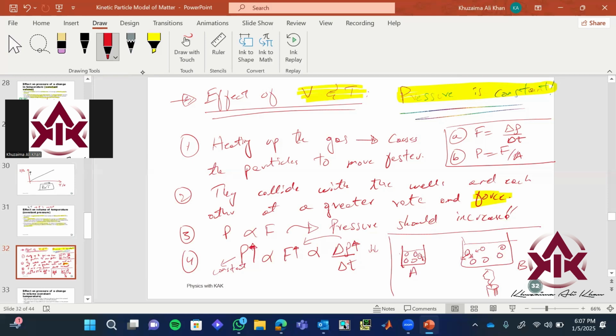So if I increase the volume of the container, let's say now this is gas B. I have the same number of particles, but it is occupying more space right now. So now I increase the temperature. What has been shown over here is that to make sure my pressure remains constant, if my temperature increases, so does my volume, just to make sure that the rule is satisfied, that my pressure should be constant. This gives us the following relation: volume is directly proportional to temperature. If I increase the temperature, so should the volume of the gas.